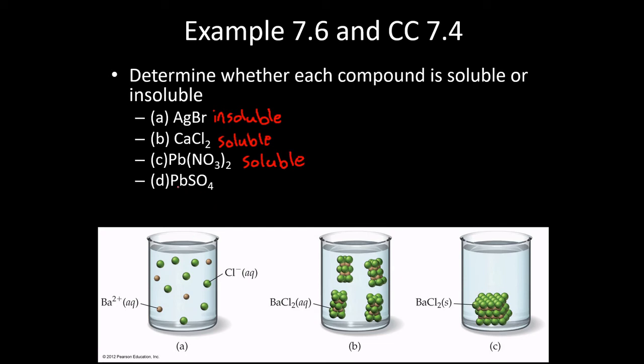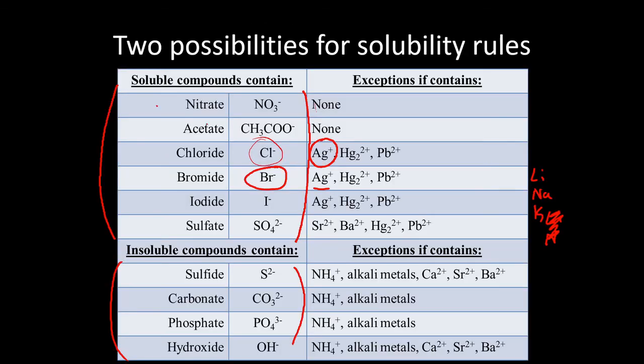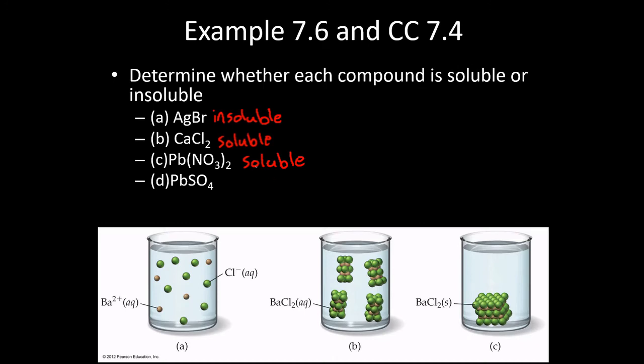And then the last one here, lead sulfate. Sulfate is generally soluble, but lead is an exception to that. So because we have an exception to the rule, this is going to be insoluble. That will not dissolve in water. And if I remember correctly, this is actually a very vibrant yellow color. I think that is, or maybe that's lead iodide. Well, anyway, it is not soluble in water.